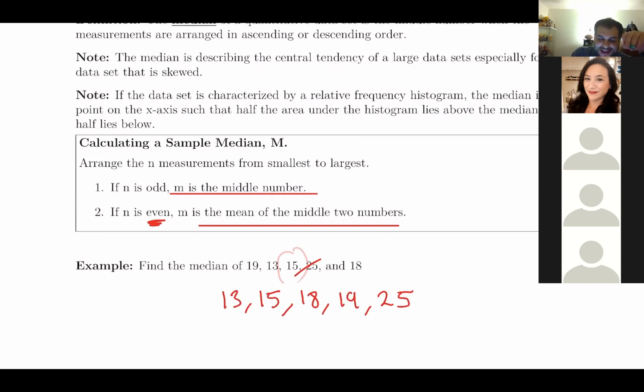All right, and then what you want to do is start crossing them out. Anytime you cross out a number to the left, cross out a number to the right. So I crossed out 25, cross out 15, you cross out 19, and you're left with this number in the middle. So that's your median.